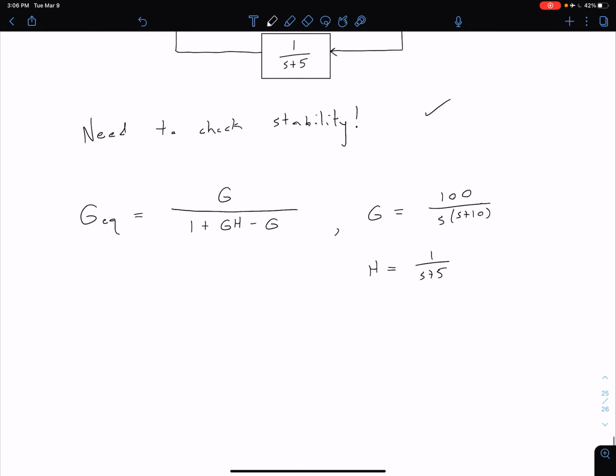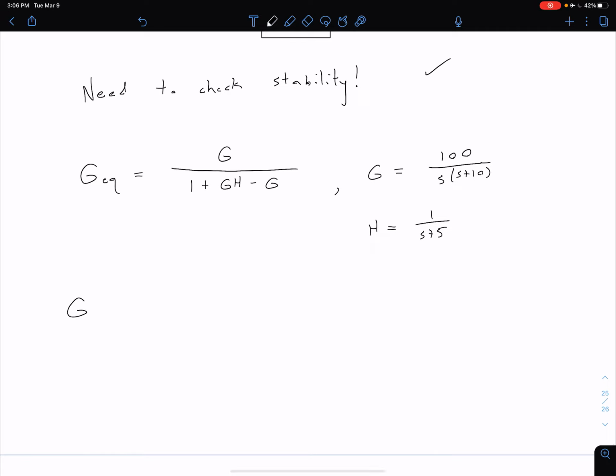If we plug in and do some algebra, we find that G_EQ ends up being 100 times the quantity s plus 5 in the numerator divided by s cubed plus 15s squared minus 50s minus 400. Again, that's another good place to get some practice. If you want to practice with the algebra and plugging in, I encourage you to do that, and if you run into issues or have other questions, let me know.